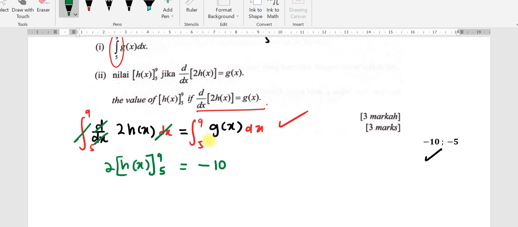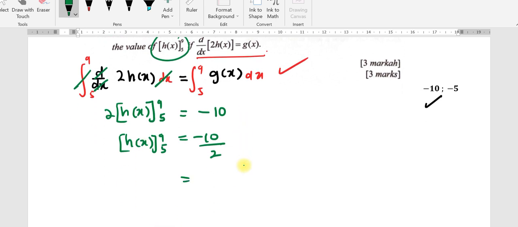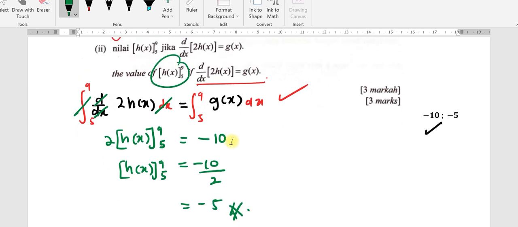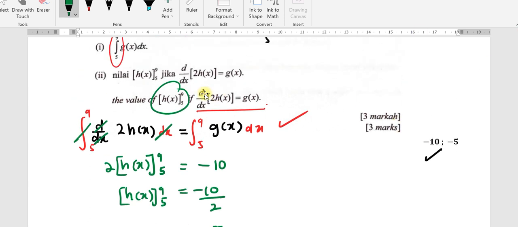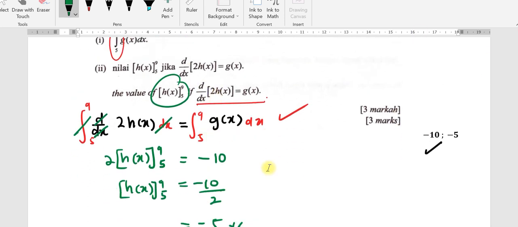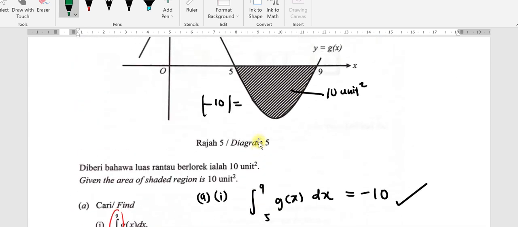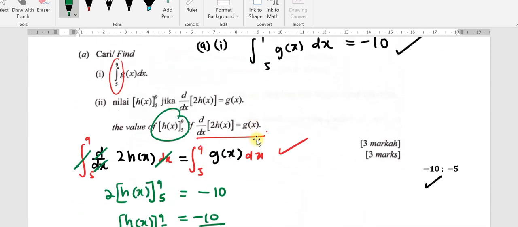And then don't forget your 9,5 will masuk sini. Okay. And then you want what? This thing, right? This is what the question asking you, right? So the 2 you bring there. Okay. And hence you get negative 5. Alright, guys. Not bad, huh? The question tests you. Keep on testing you. Whether you are creative enough or not to find out this. Okay. Right. So that's question 5.